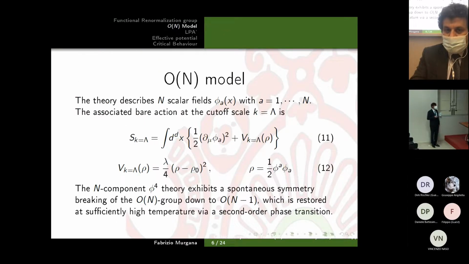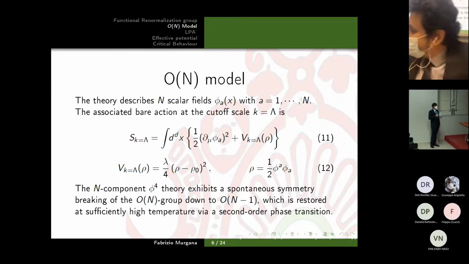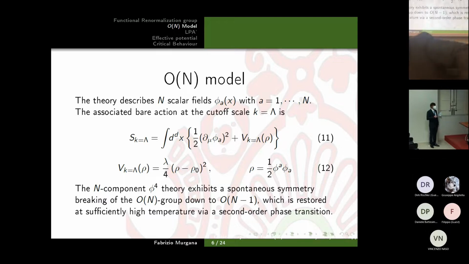First of all, let's talk about the theory. The theory is the O(N) model, which is basically a collection of N scalar fields phi_a, where a goes from 1 to N, and of course, the bare action associated at the cutoff scale is the one given in equation 11. And in this case, we chose a phi to the 4 potential, which gives a nice phase transition from O(N) to O(N-1), which is a spontaneous symmetry breaking. And then this symmetry is restored via a second order phase transition. And this is the one we are going to study. And of course, rho is the invariant of the theory, which is just the scalar product of the fields.